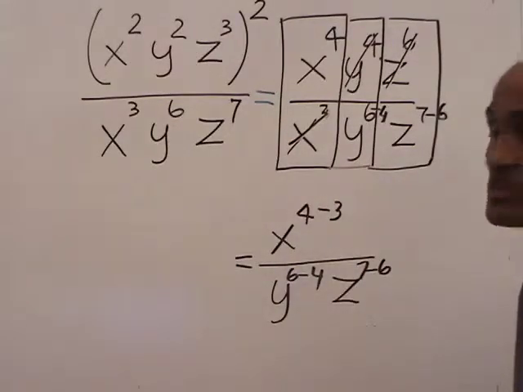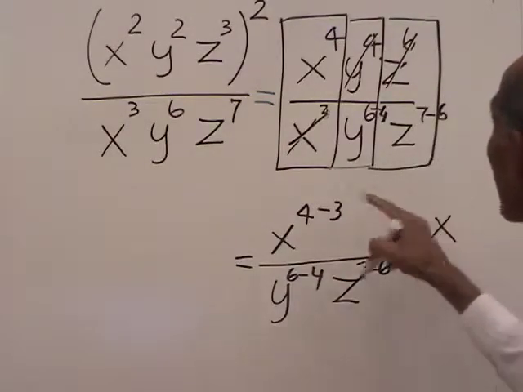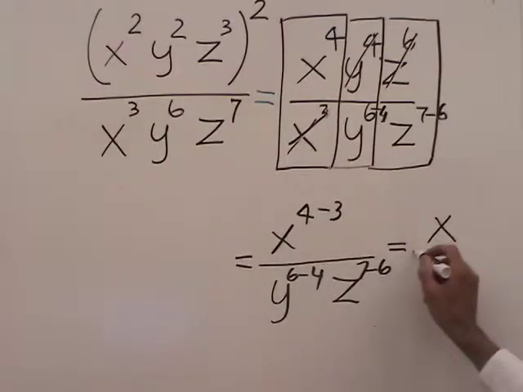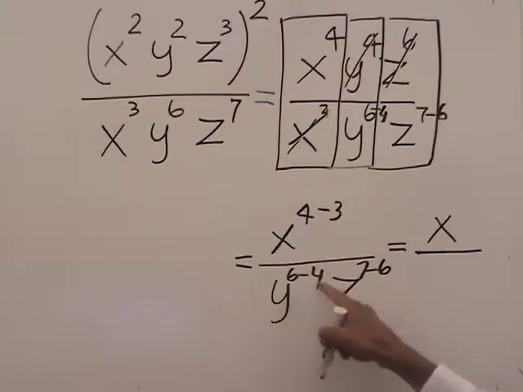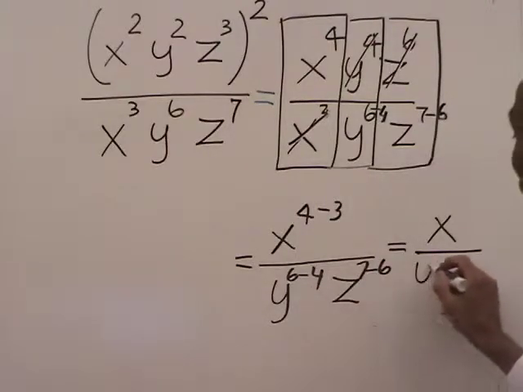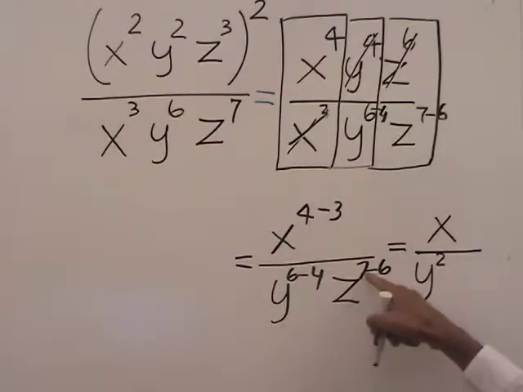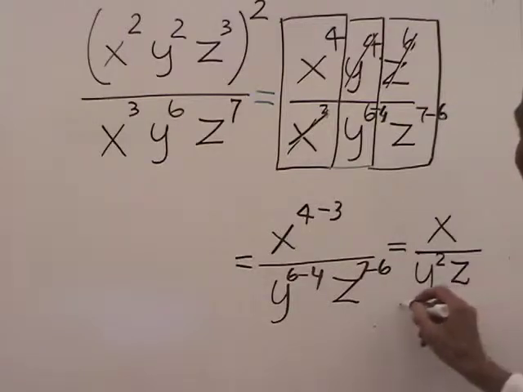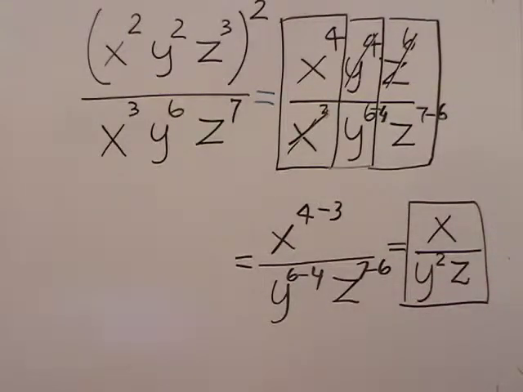So what is the answer here? This is now, my numerator is x to the power of 4 minus 3 is 1, so that will be x. Our denominator is y to the power of 6 minus 4 is 2, that is y squared. And z to the power of 7 minus 6 is simply z to the power of 1. And this is the answer.